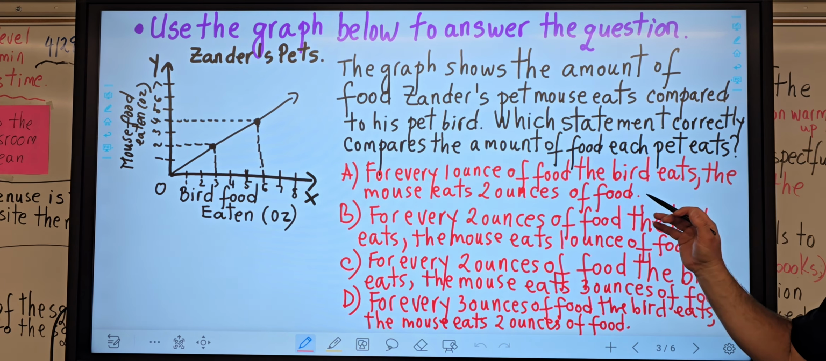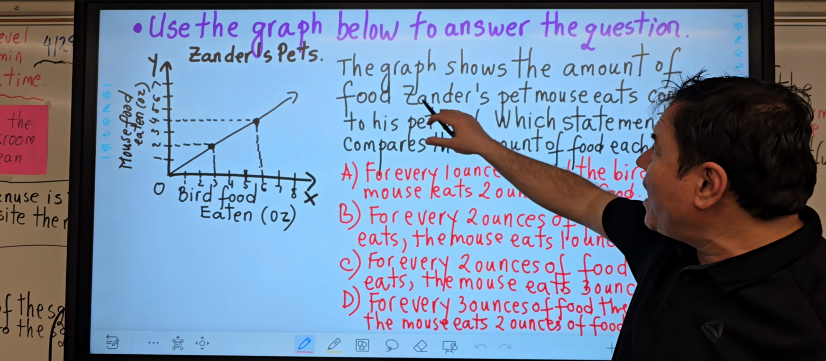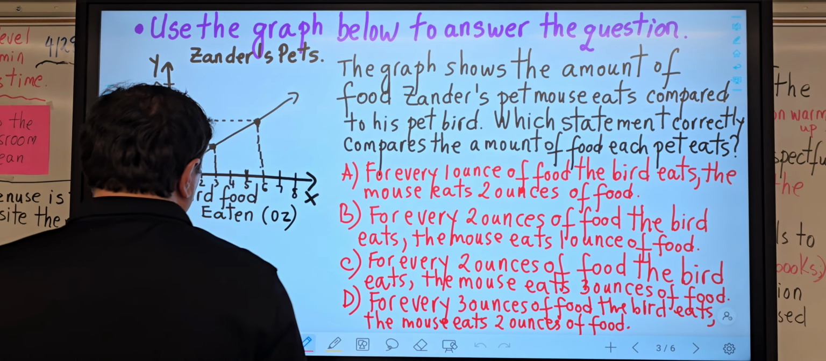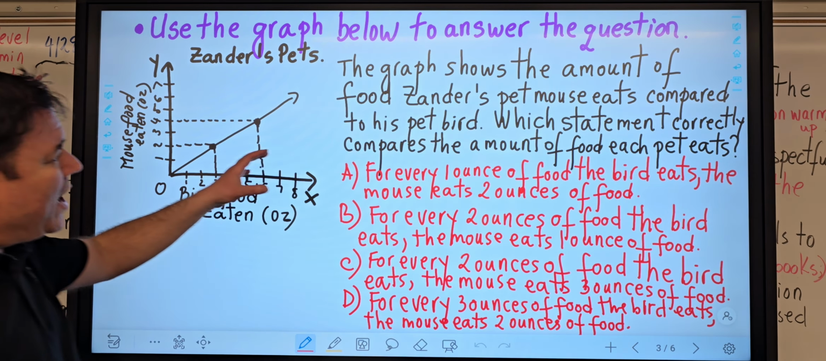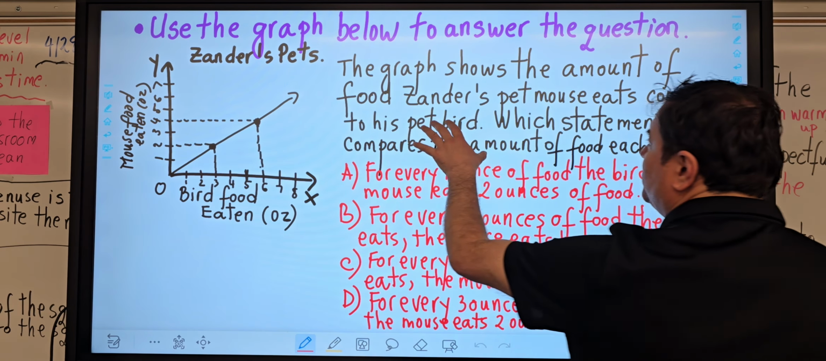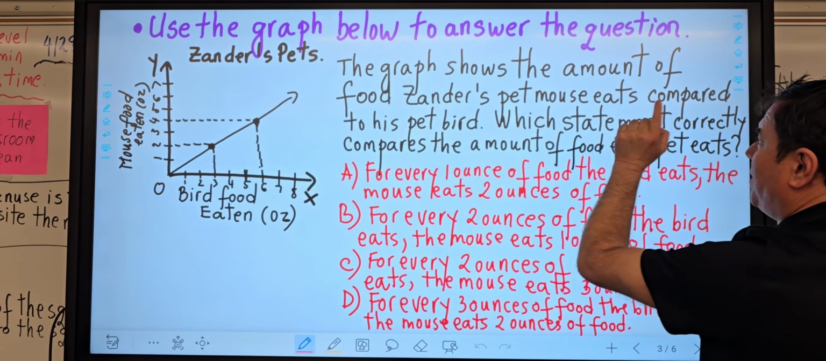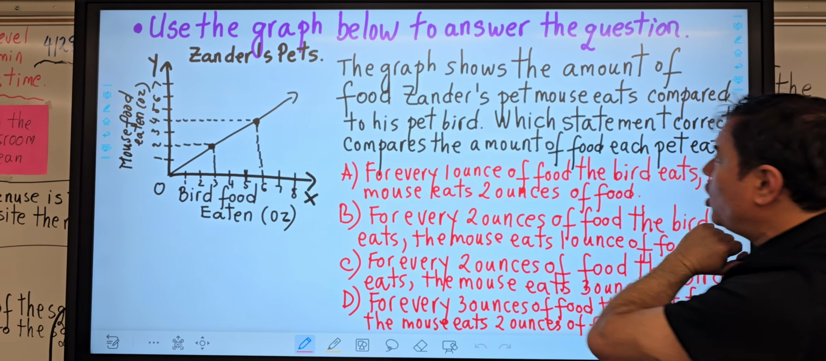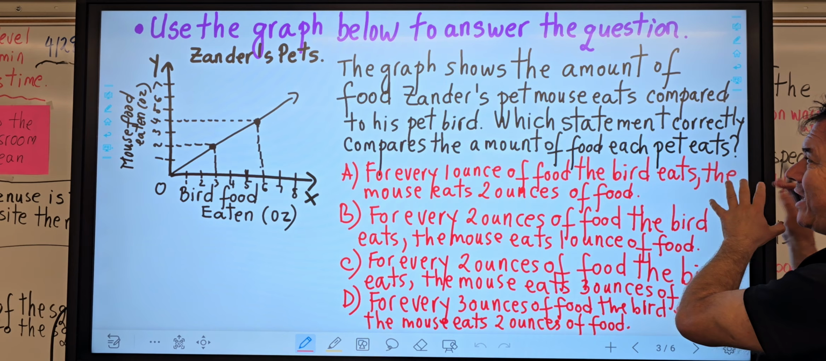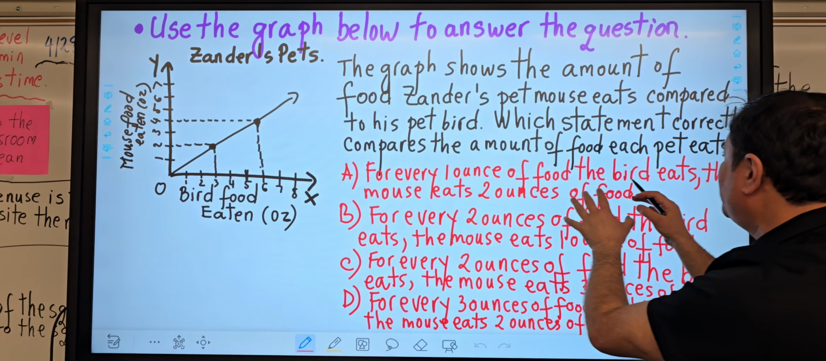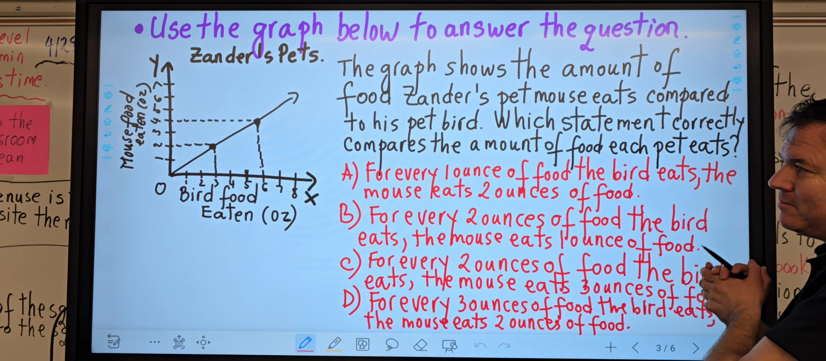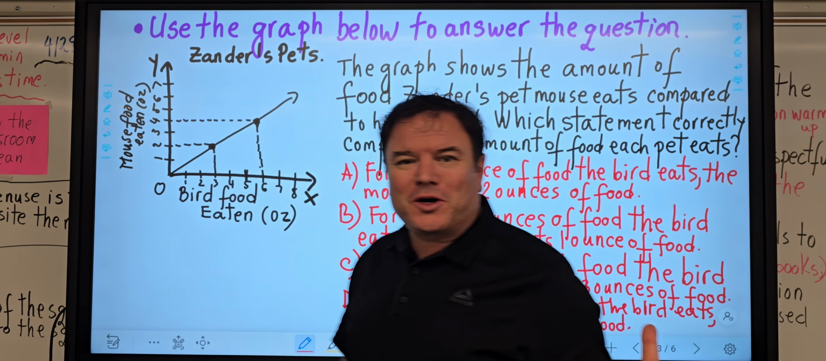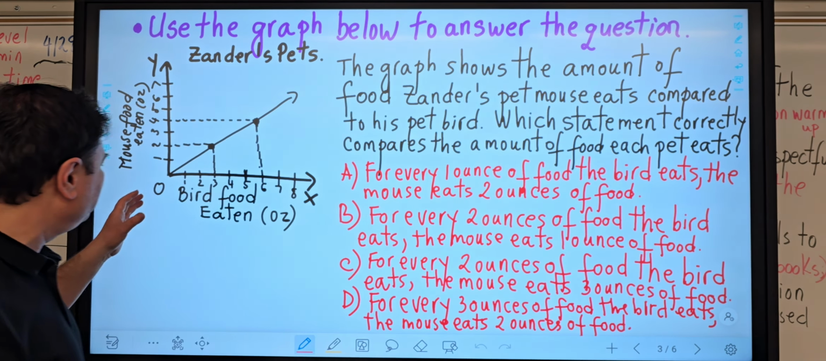And in this problem here we have: use the graph below to answer the question. Here we have a graph, and the graph shows the amount of food Xander's pet mouse eats compared to his pet bird. Which statement correctly compares the amount of food each pet eats? Okay, so then we have different statements, but let's take a look first at our graph.